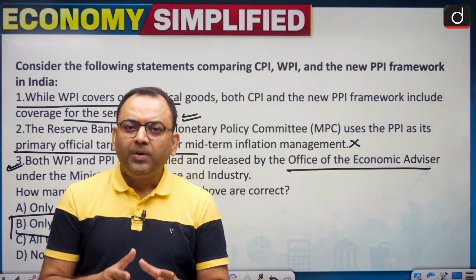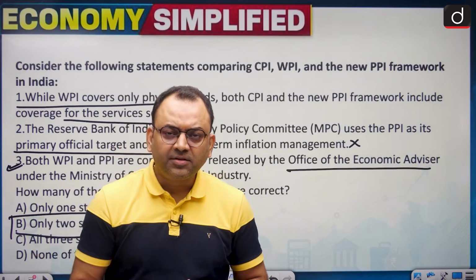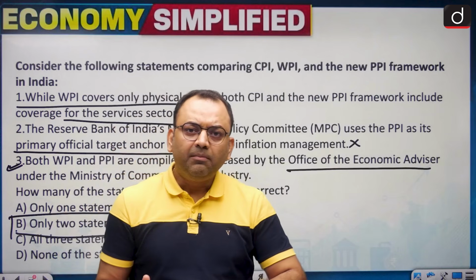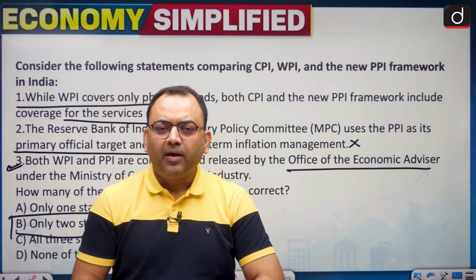Because the WPI has distortions of the prices, of the taxes, of the trader margins, the mismatch of the demand supply. So all these issues will be eliminated in the PPI. That's why we are planning to shift to PPI. And I hope we are clear on this.